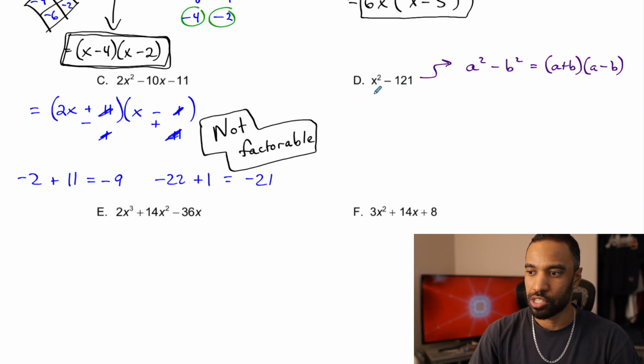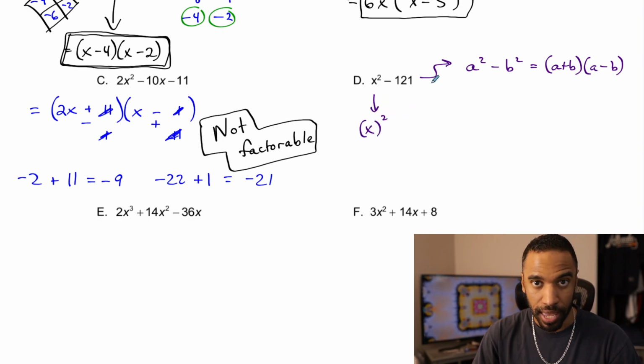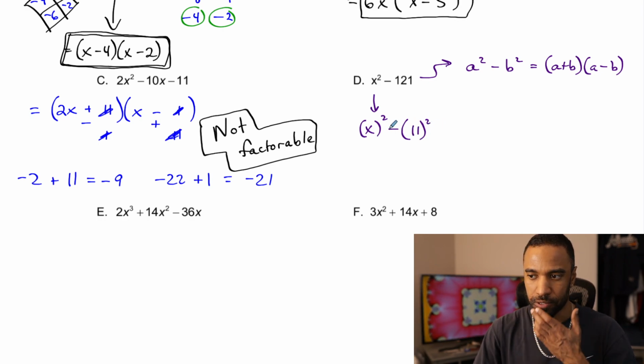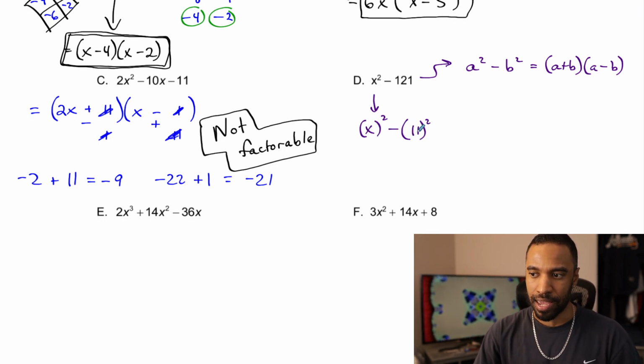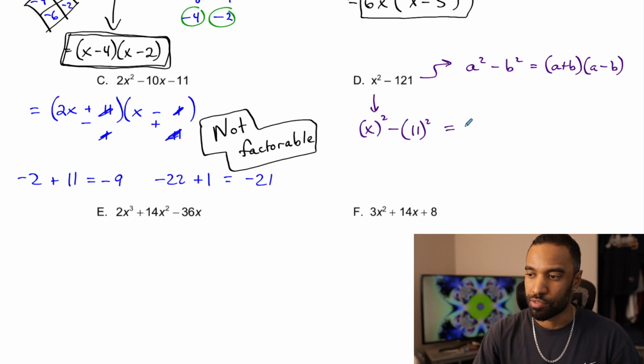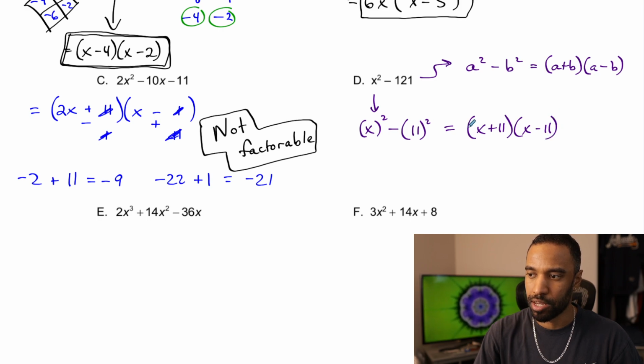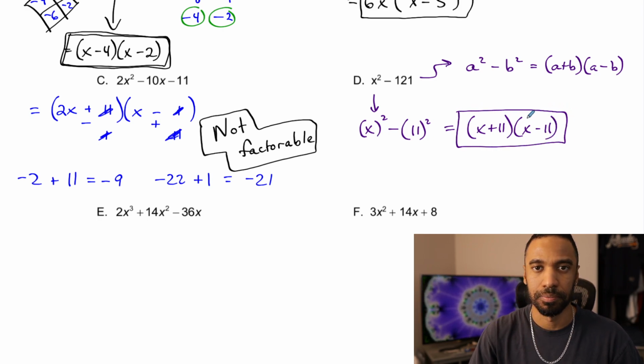If you recognize that these two things right here are perfect squares in their own right, like x squared is squaring x, and 121 is squaring 11, and I can subtract those two, this could essentially be my a, and this could be my b, which means this factors down to x plus 11 times x minus 11. And I'm good. That's it. That's the answer.